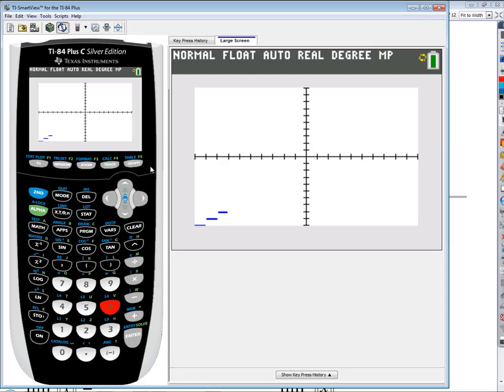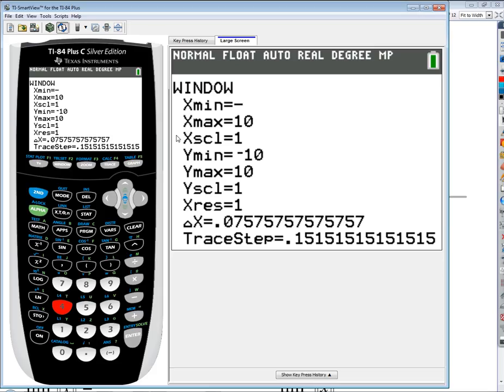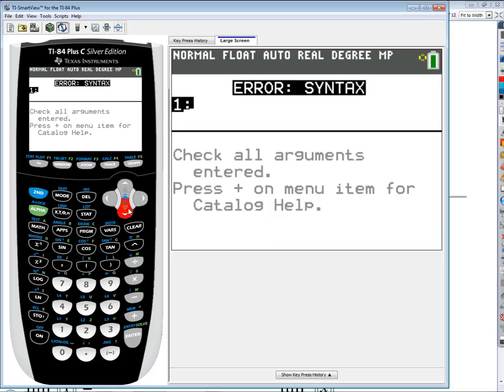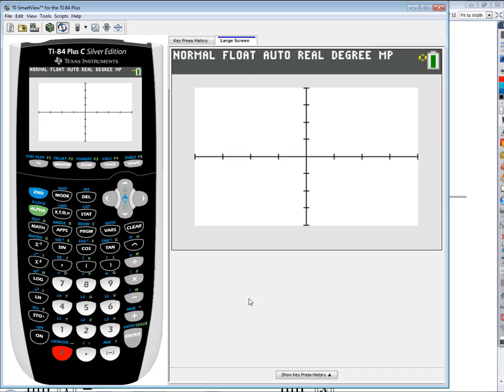Okay, let's focus in a little more closely. I'm going to go to the window, and let's just go from -4 to +4. Oh, what'd I do? Oh, it's got to be negative. Whoops. -4 to +4. Zoom fit. I put a minus sign instead of a negative sign. There you go. Okay, so does everybody see this? Does everybody get this to work?